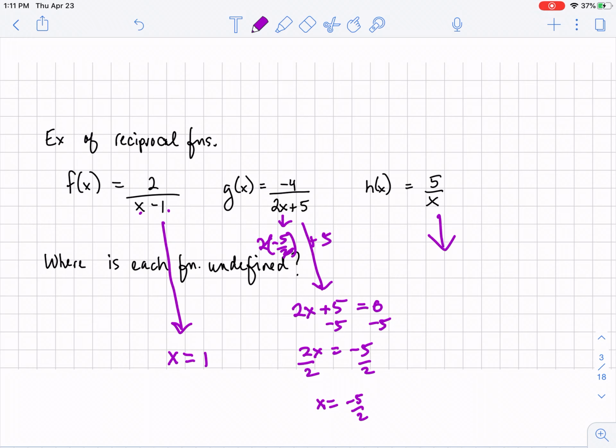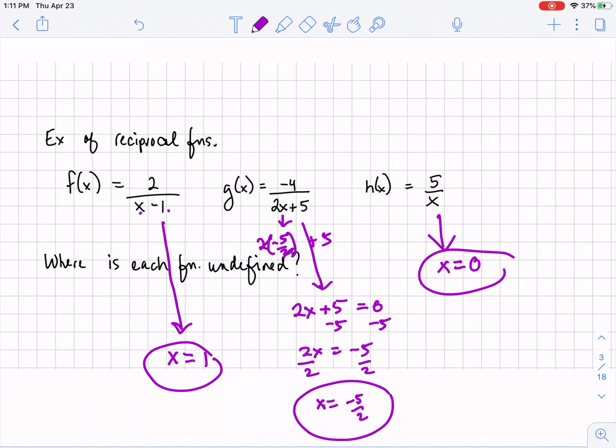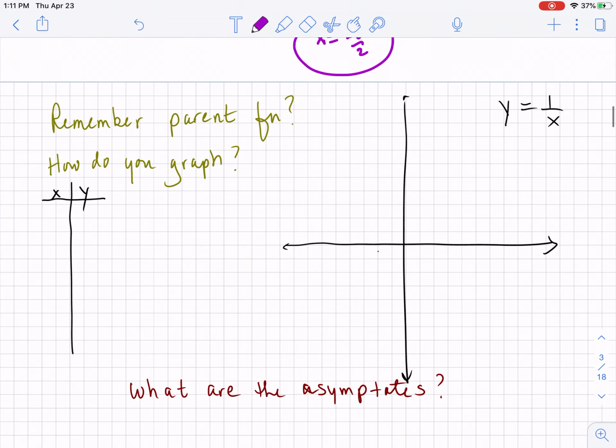Here is a nice easy one. If I had a 0 in the denominator, if x was 0. So this is where the function would be undefined for each one of those, okay? Because I'd have a 0 in the denominator. All right, now let's do the graph.